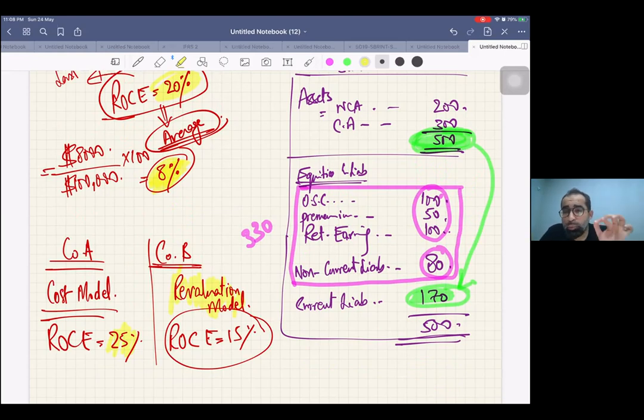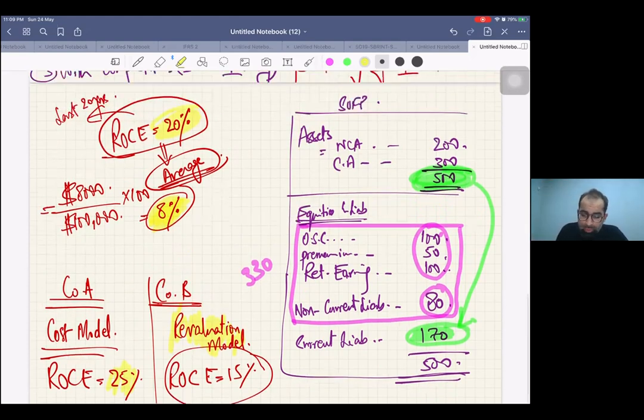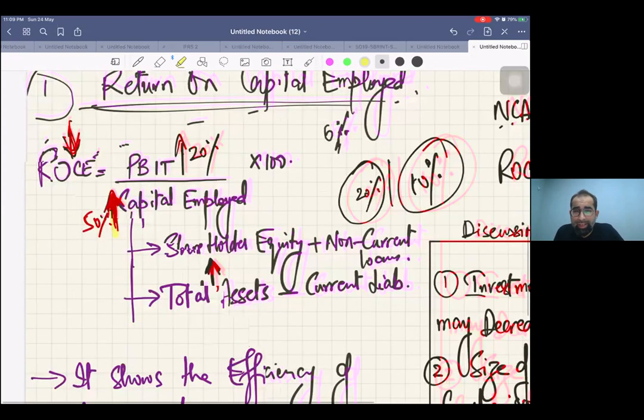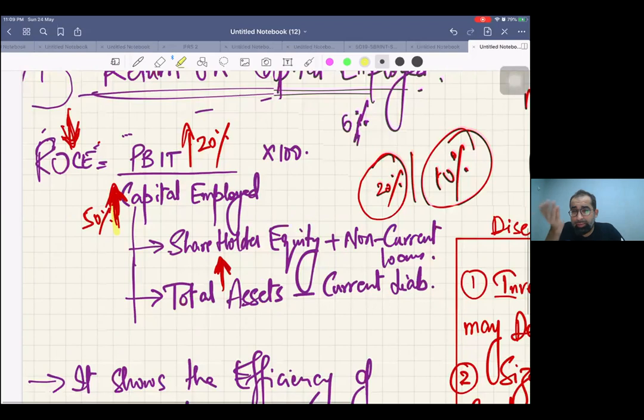Okay. So if I am using the revaluation model, obviously I'll report the asset at 5 million. So the company using the revaluation model will have a higher value of assets.